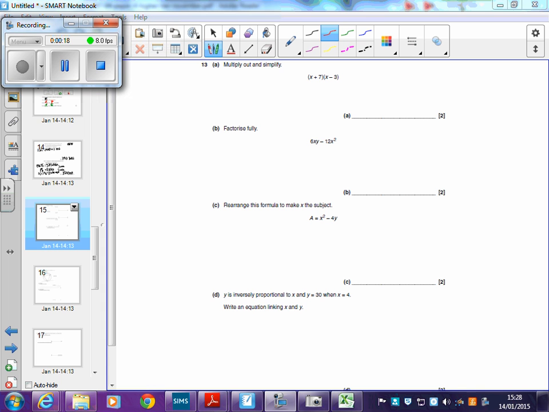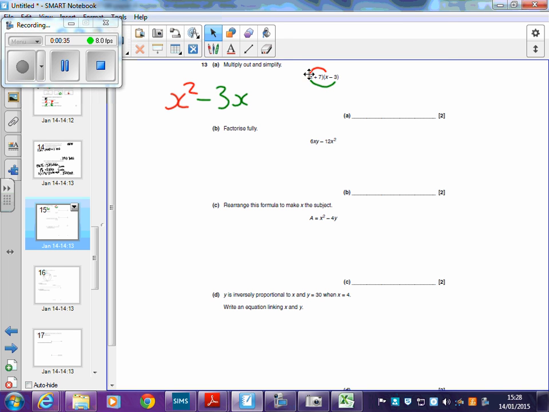Alright, so first ones I need to multiply, so first in the brackets. This is the FOIL method, so F is for first, so x times x gives me x squared. Next I've got the outside 2, so x times minus 3 gives me minus 3x. Next I've got a plus 7 and an x, so you get plus 7x.